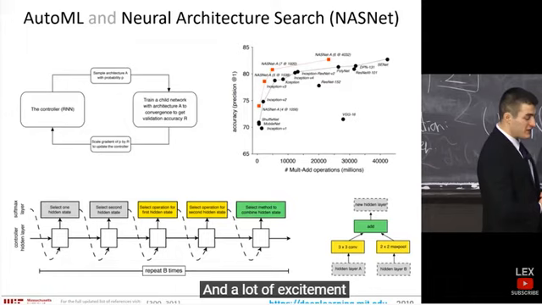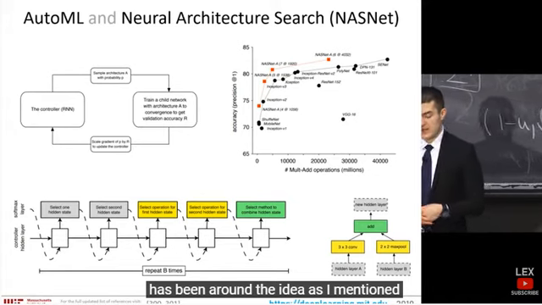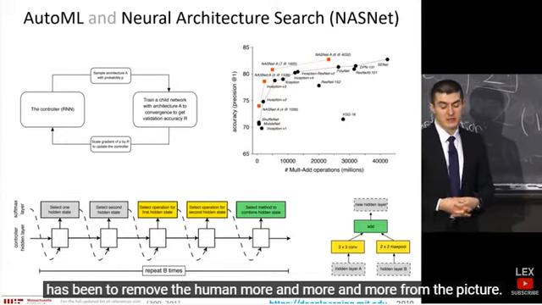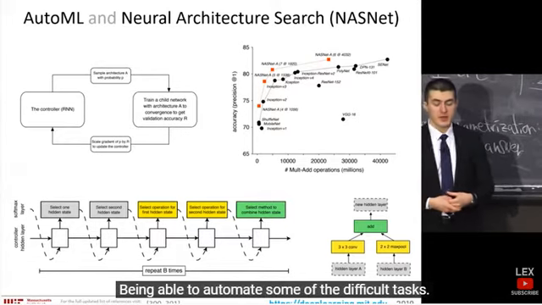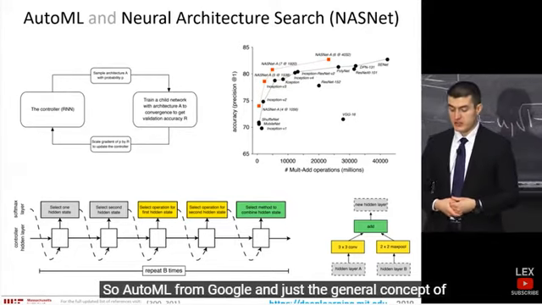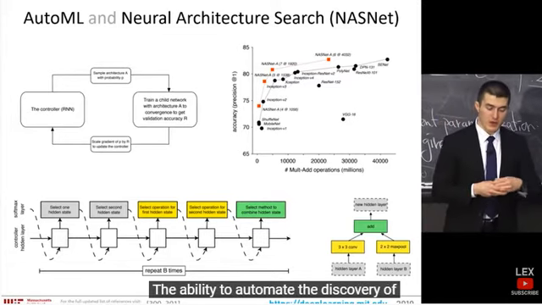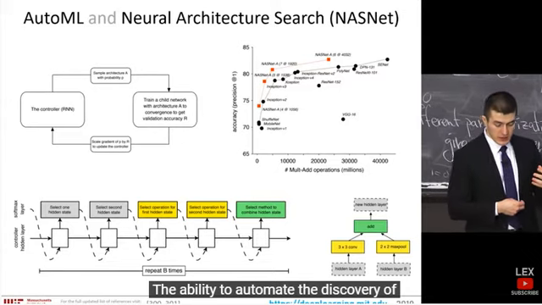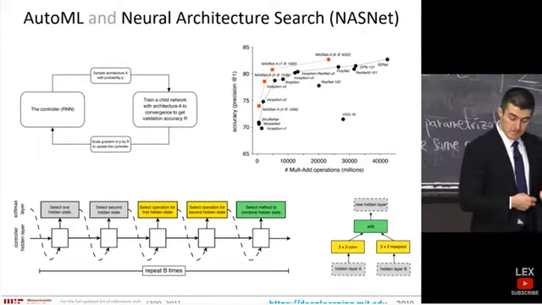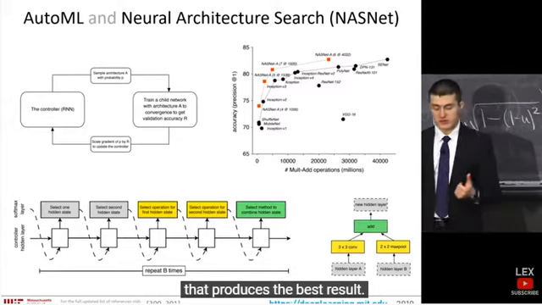And a lot of excitement has been around the idea, as I mentioned, some of the dream of artificial intelligence and machine learning in general has been to remove the human more and more from the picture, to being able to automate some of the difficult tasks. So AutoML from Google, and just the general concept of neural architecture search, NASNet, the ability to automate the discovery of parameters of a neural network, and the ability to discover the actual architecture that produces the best result.